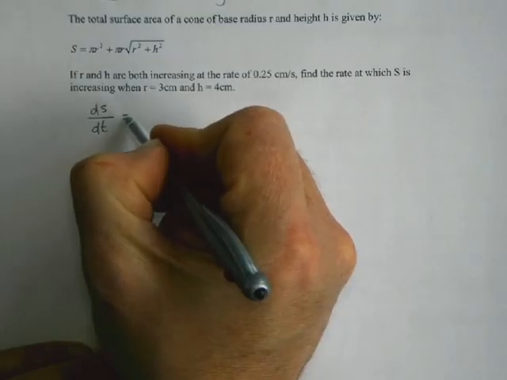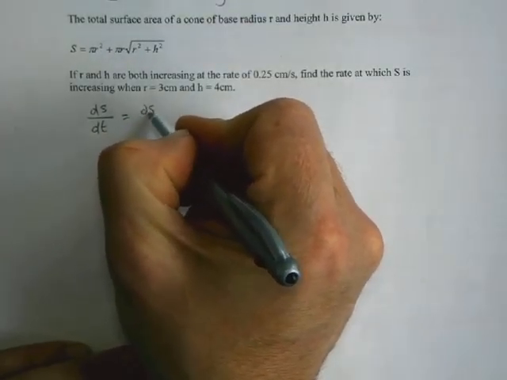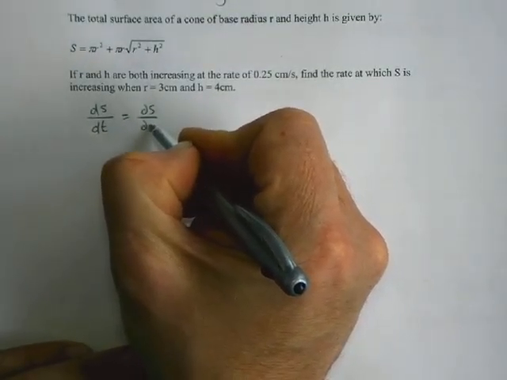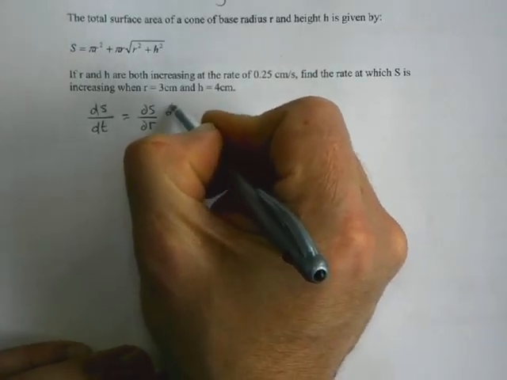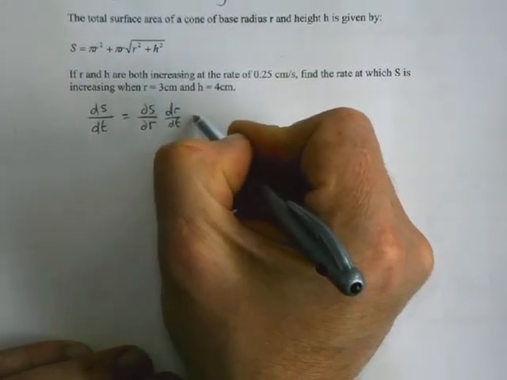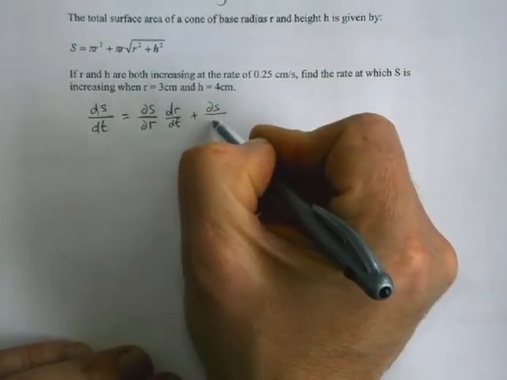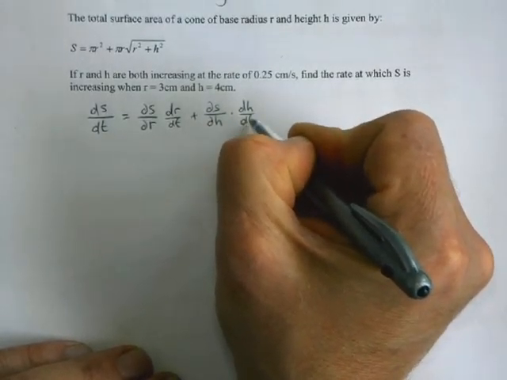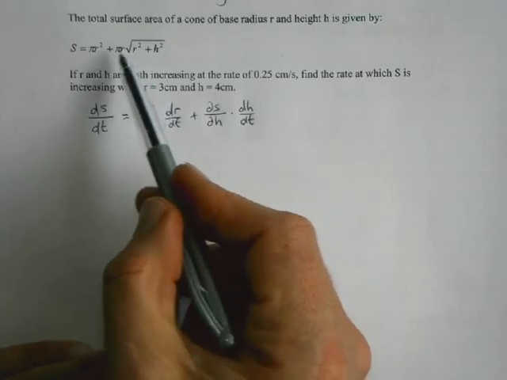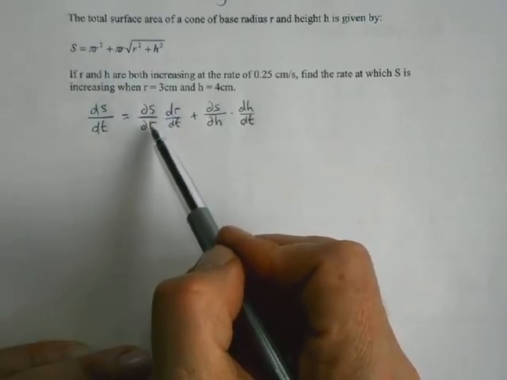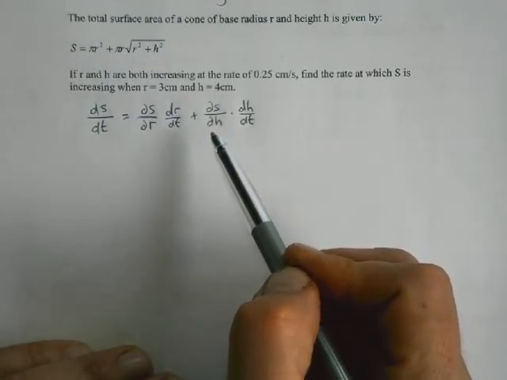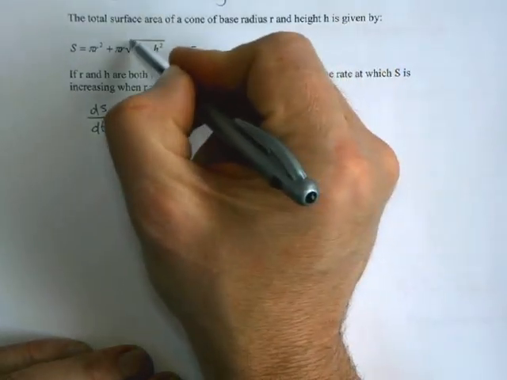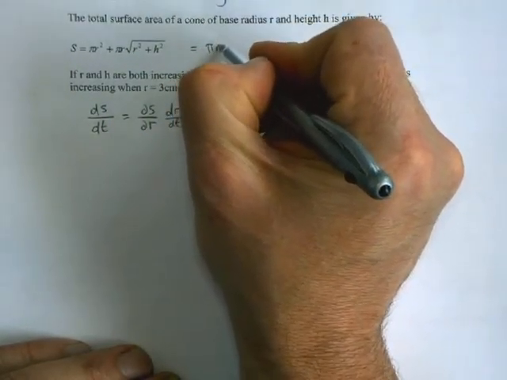So we're going to say that that's equal to how the surface area is related to the radius times the rate at which the radius is changing, plus the relationship between the surface area and the height times the rate at which the height is changing. Okay, so we're going to have to differentiate this thing once with respect to R and once with respect to H. And just looking at that, square roots are fun things to differentiate.